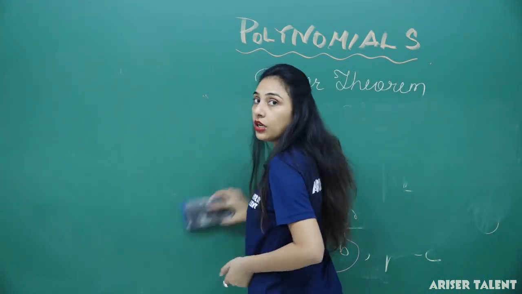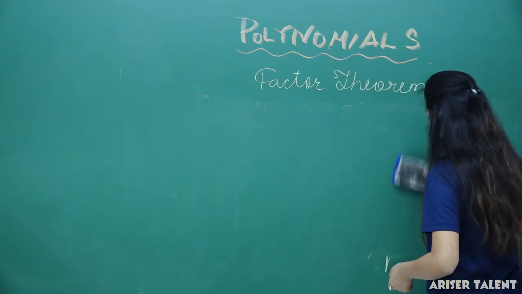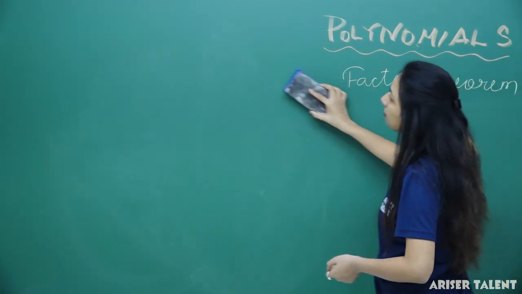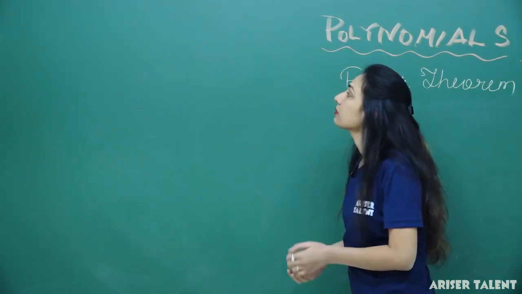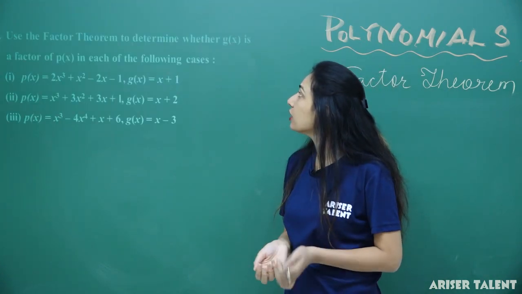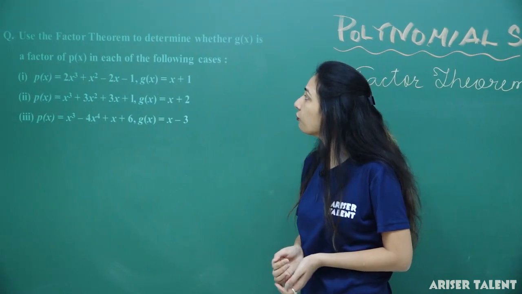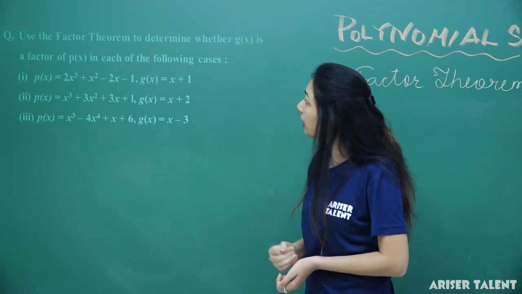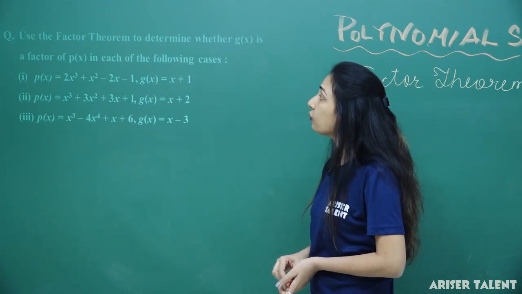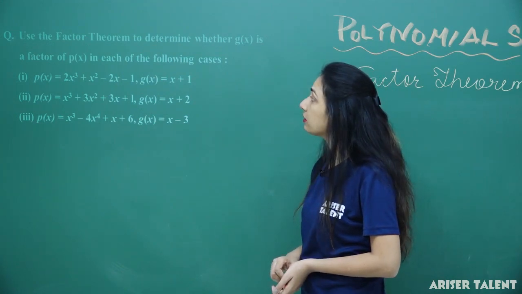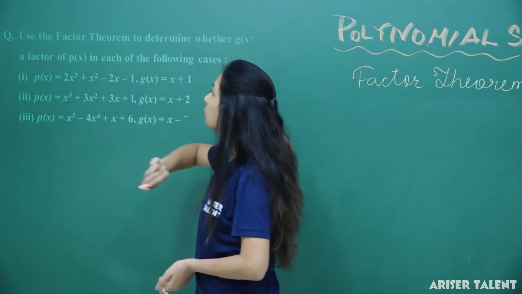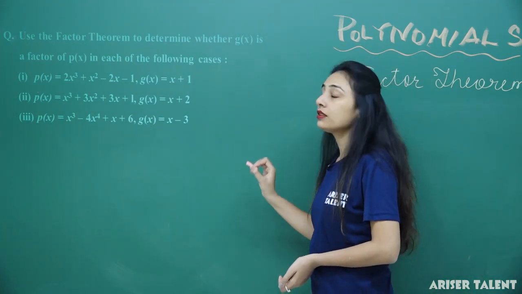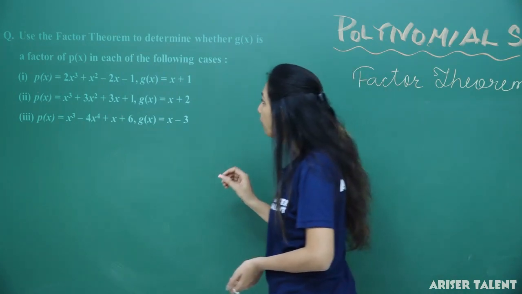Now we will look into some questions on our board. Here is the first question. Use the factor theorem to determine whether g(x) is a factor of p(x) in each of the following cases. Case number 1: p(x) equals 2x cube plus x square minus 2x minus 1, g(x) is given as x plus 1.